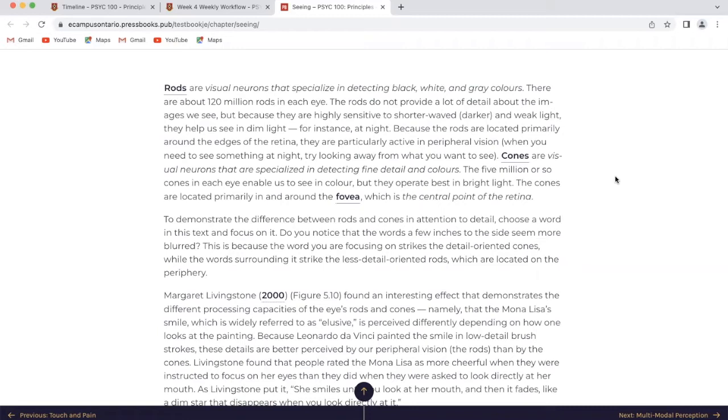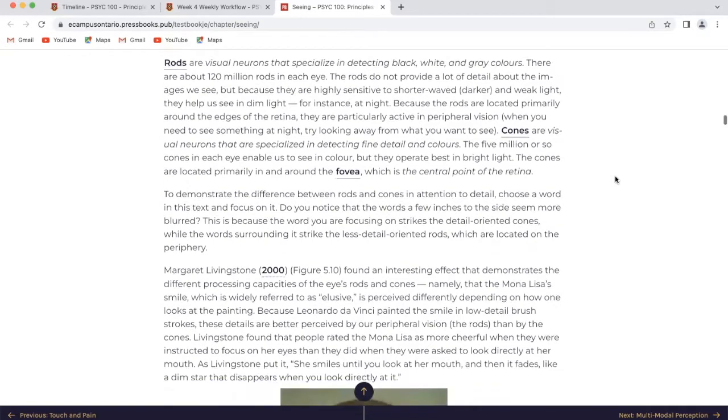Cones are visual neurons that are specialized in detecting fine detail and colors. The 5 million or so cones in each eye enable us to see in color, but they operate best in bright light. The cones are located primarily in and around the fovea, which is the central point of the retina.